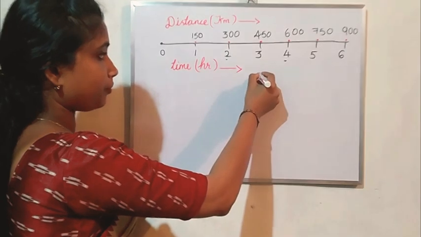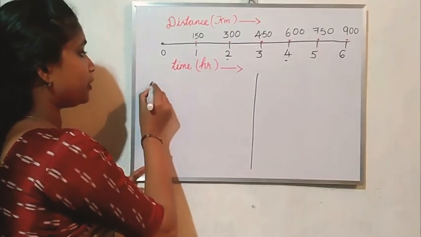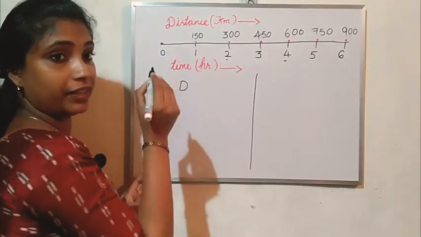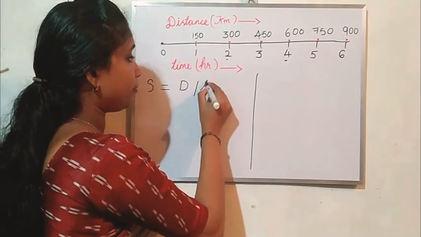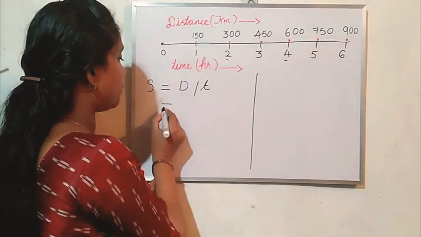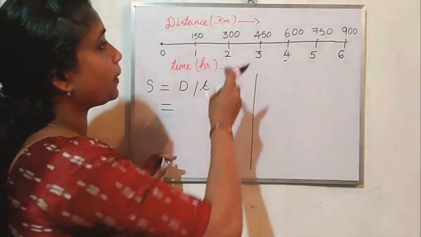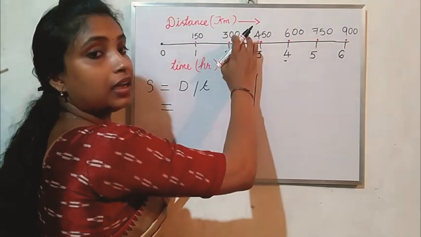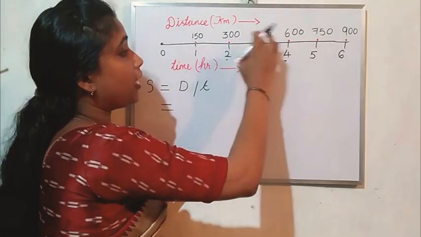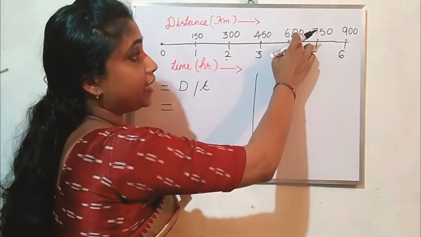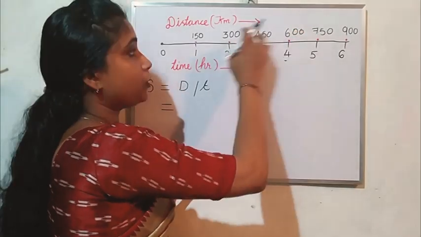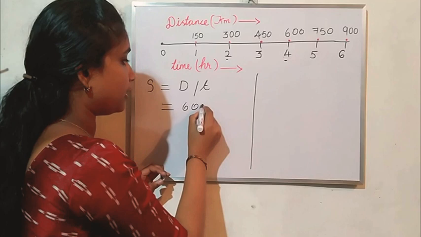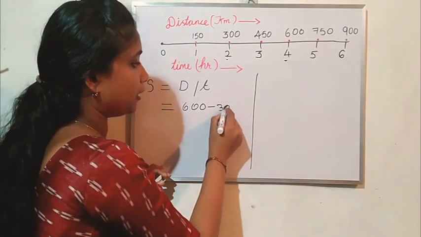Okay. Speed, it is denoted by the letter S. S is equal to distance traveled, we denote with D, by the time T. Distance traveled by time. So what is the distance here? 300 to 600. At 2 hours the train is at 300 kilometers. At 4 hours the train is at 600 kilometers. So the distance between 2 hours and 4 hours is 600 minus 300.